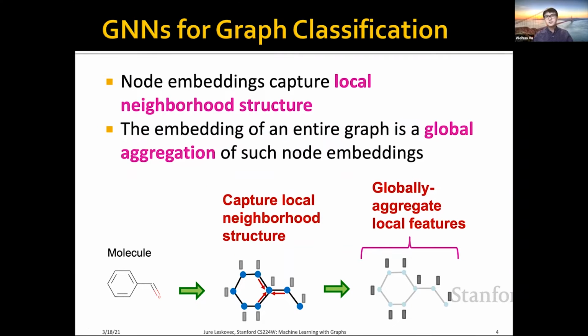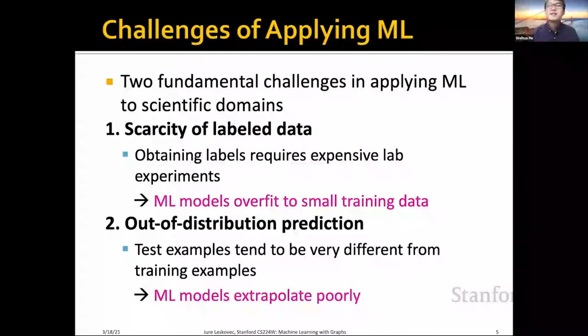What this means is that the node embedding is trying to capture the local neighborhood structure around each node. If we apply k-hop GNNs, this node embedding should capture the k-hop local neighborhood. And then the embedding of the entire graph is basically aggregating this local structure, the node embeddings that are capturing the local neighborhood structure. And this is how GNNs work.